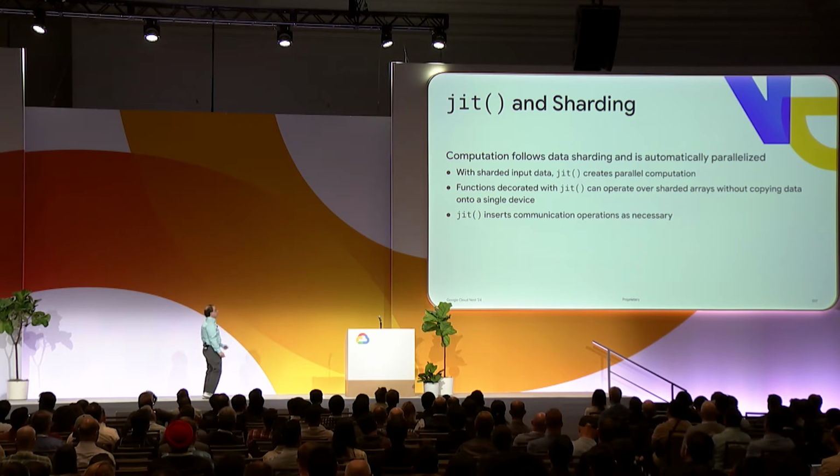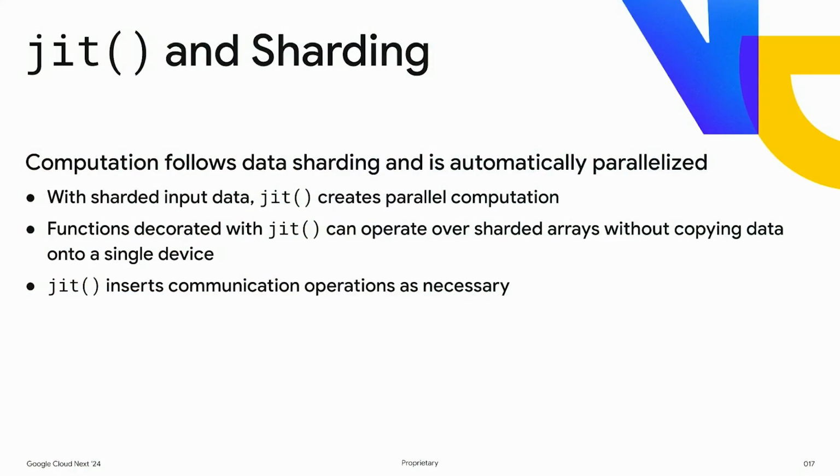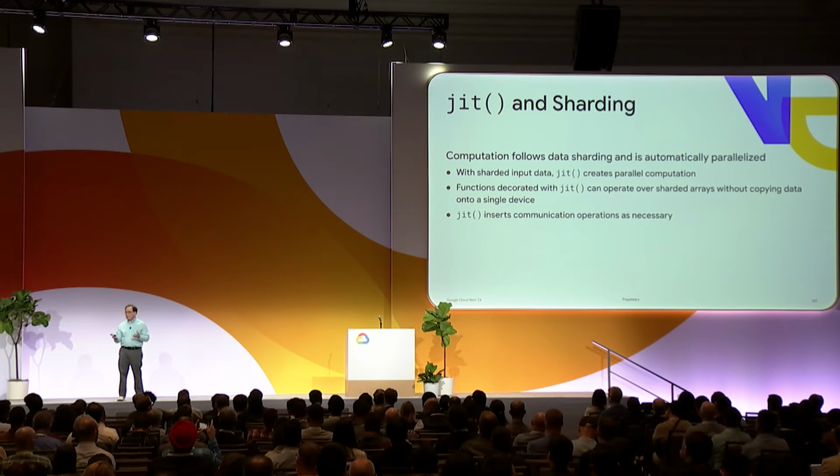So when you give JIT sharded data, it's going to automatically do parallelization. And we'll look at some options too. You definitely have a lot of options here. So that means that it could either be directly, like we just saw, or it could be in a decorator. If you give it sharded arrays, it's not going to copy those to a single device. And it is going to do the communication primitives that you need for things like all reduce.